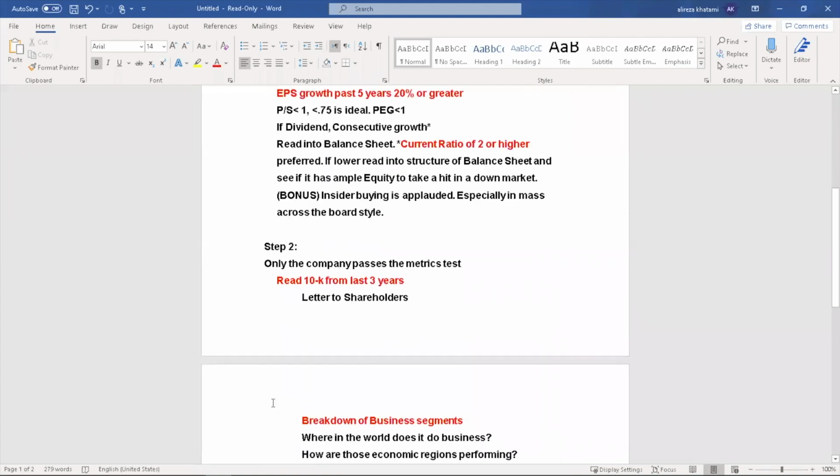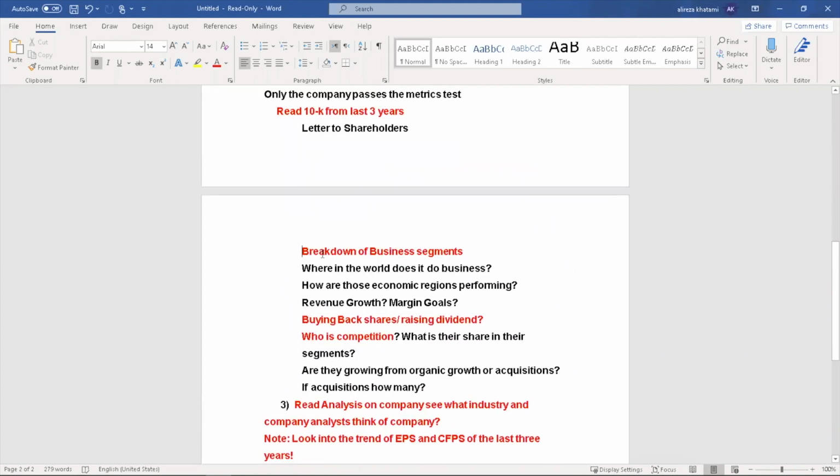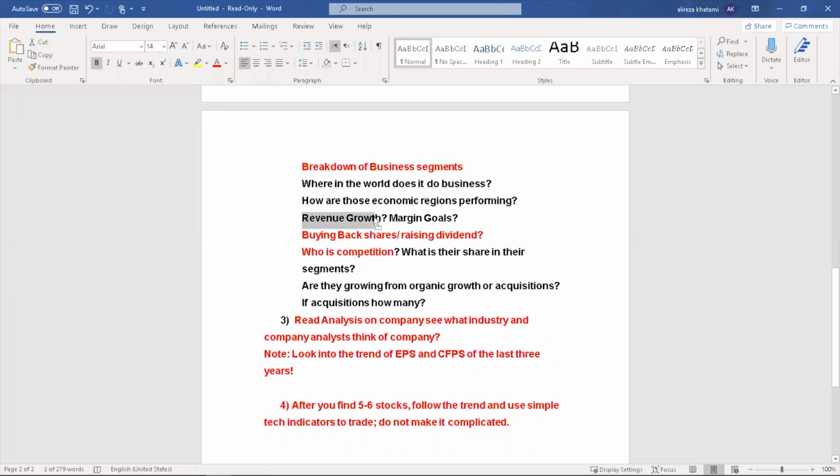Okay. So you look at the revenue growth, the margin growth. You look at the buyback. Are the companies buying back shares? Are they raising dividends? Of course, if you're an investor, you care about the dividend. You want that extra payment every quarter to be on your side. Okay. Who is in the competition? What's the sector? Okay, what are the segments? So for example, you're looking at the energy sector.